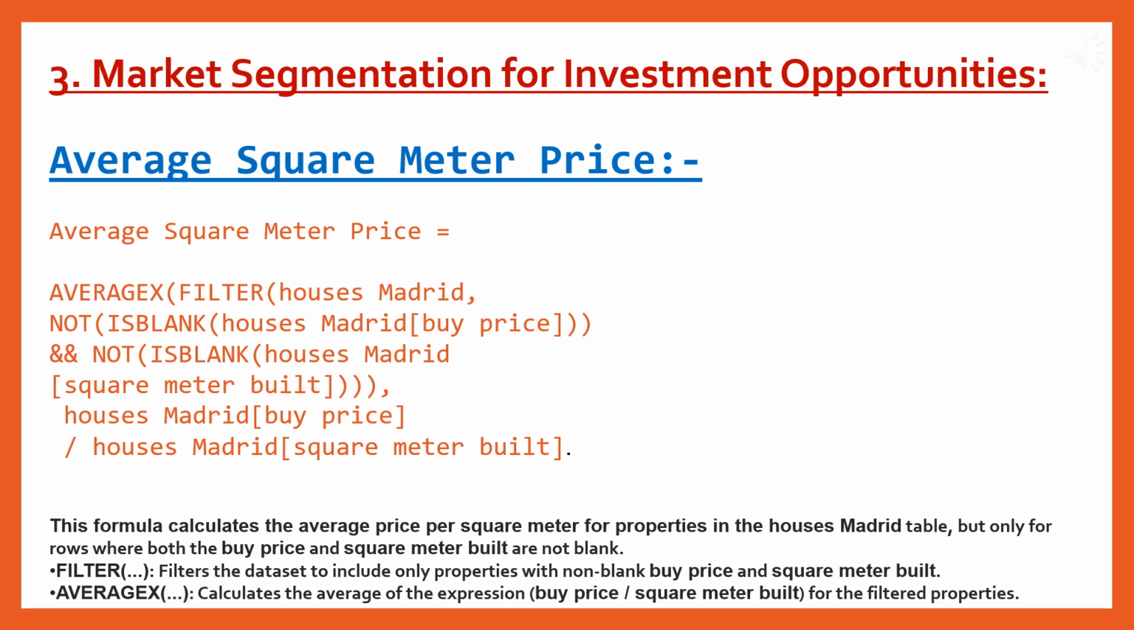Average square meter price. In this formula, first we will calculate the average of buy price and square meter build, and also we will filter so that this will not include any blank values for the buy price column and square meter build. Then we will divide buy price by square meter build.